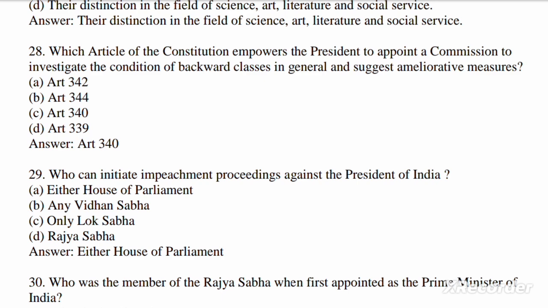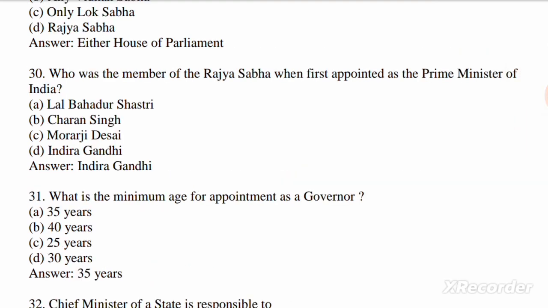29. Who can initiate impeachment proceedings against the President of India? Either House of Parliament. 30. Who was the member of the Rajya Sabha when first appointed as the Prime Minister of India? Indira Gandhi. 31. What is the minimum age for appointment as a governor? Answer 35.